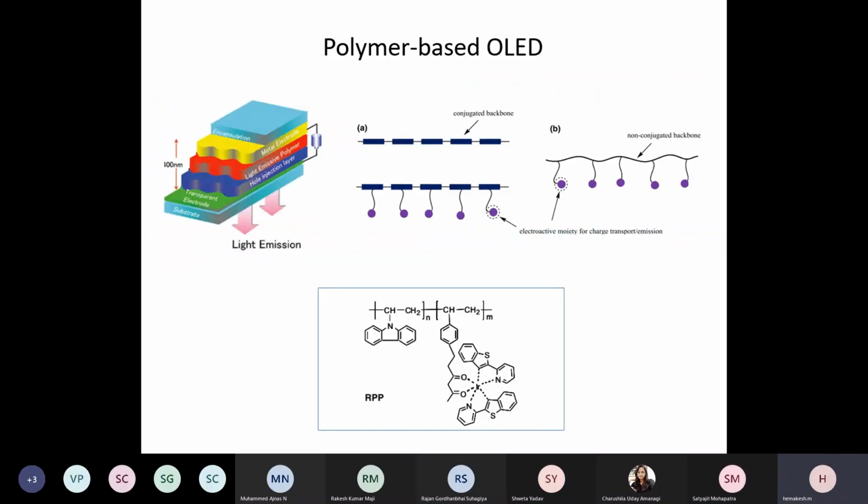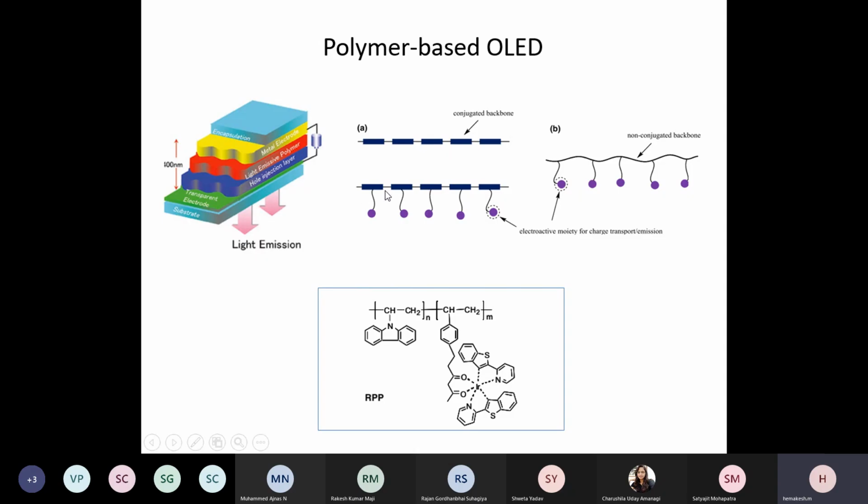For polymer OLED, there are different designs. This is again the same picture. It's a more colorful picture of the design. Polymers can have different designs and have different roles in organic LEDs. We can have conjugated polymers with conjugated backbone. Those perform certain functions in polymer organic LEDs. We'll talk about that in a minute.